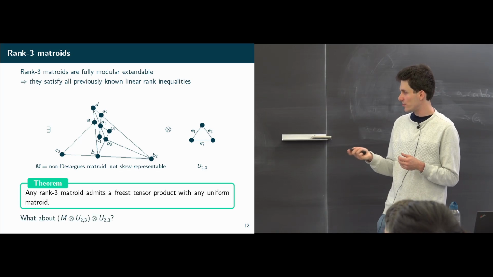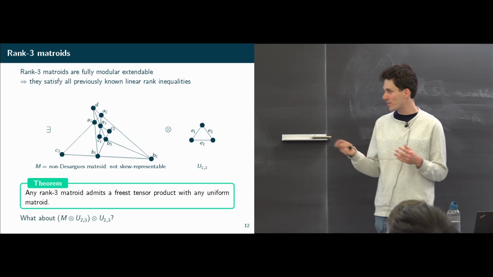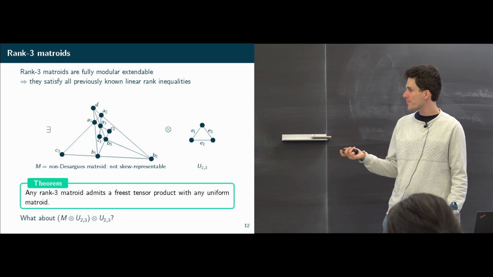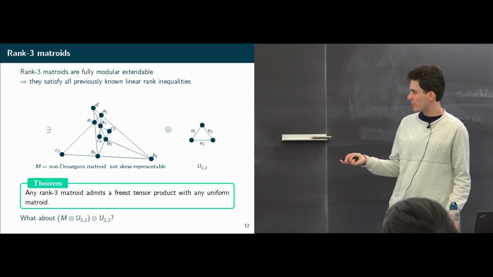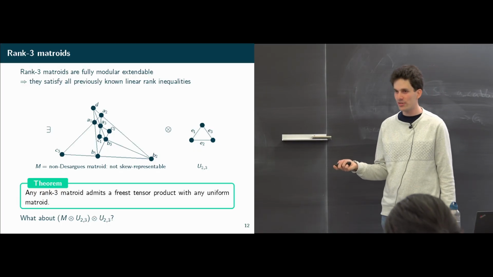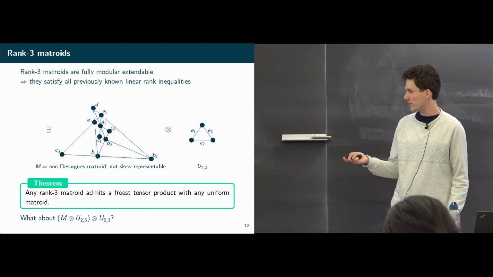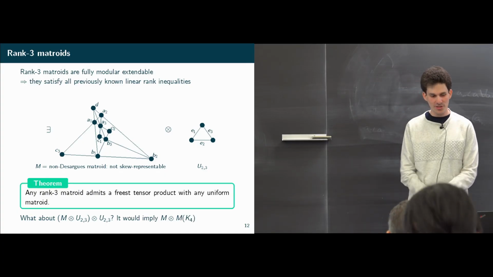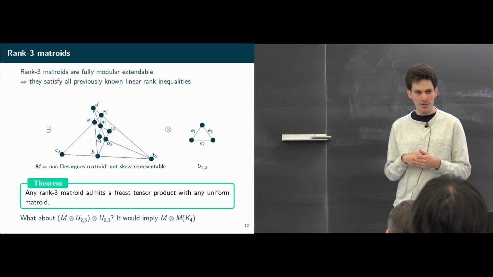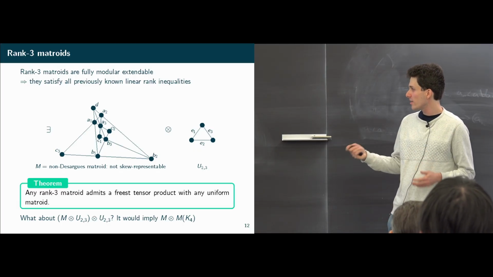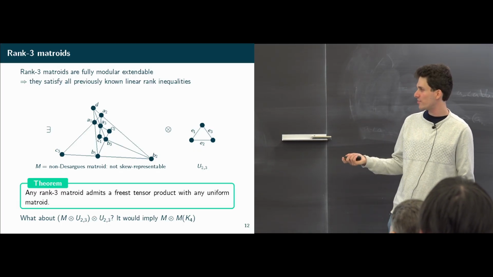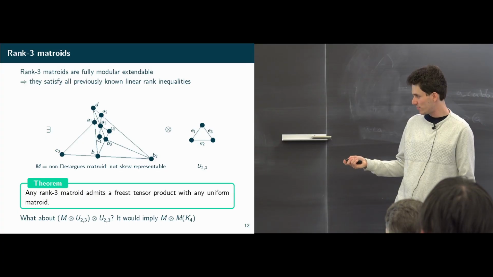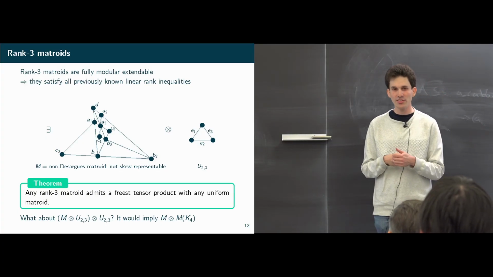So for U2,3, we had a tensor product, so we started to consider more members of this sequence. And in the end, we could show that there is no tensor product if we multiply it twice by U2,3, because we observed that it would imply a tensor product with K4. So motivated by our main result, we concluded that it would be interesting to look at this tensor product.